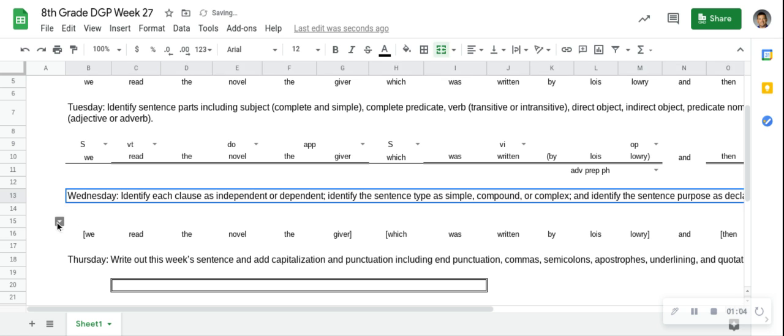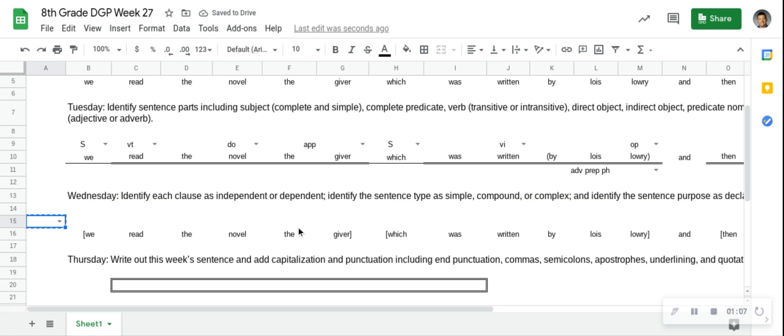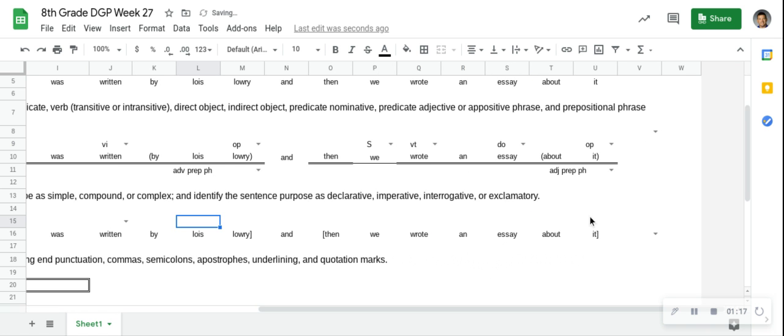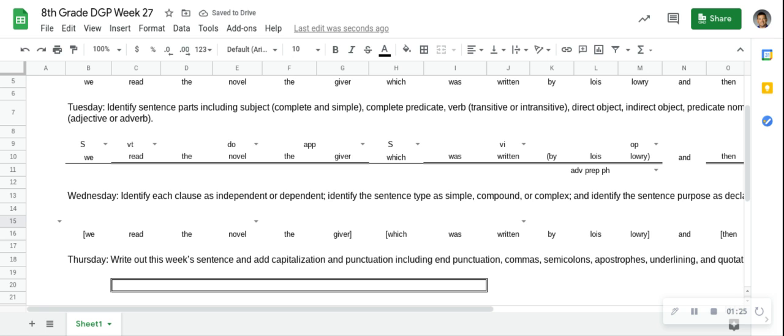So again, you take your clause boxes from above, copy them, paste them over the top, right? Paste them over the top of each clause, and we determine whether or not they're independent or dependent. Okay, so looking at, we read the novel The Giver by Lois Lowry. Does that make sense on its own? Can that be a complete sentence? I'm sorry. We read the novel The Giver. Is that a thought that makes sense all on its own? The answer should be yes. It makes sense by itself.